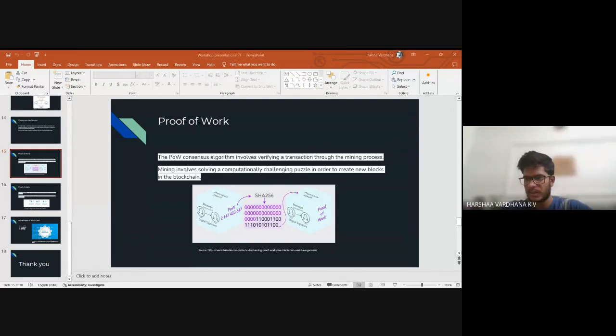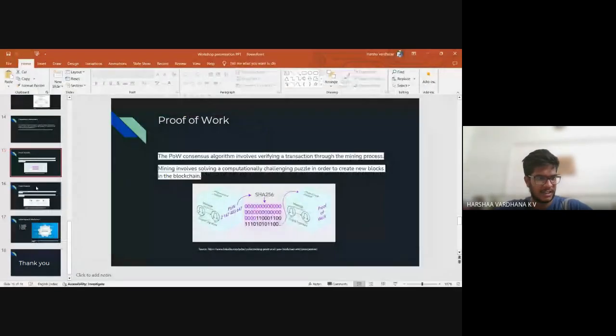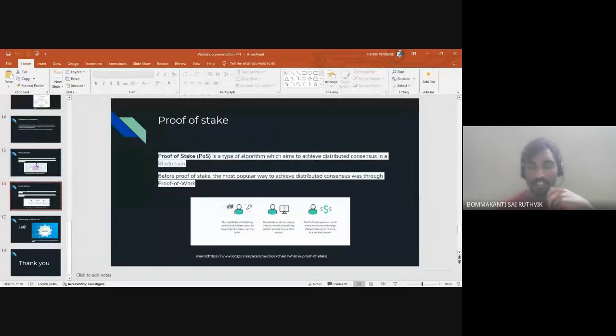Yeah, Ritvik, did you explain proof of stake again? Yeah, proof of stake. Okay, yeah, explain. Okay.